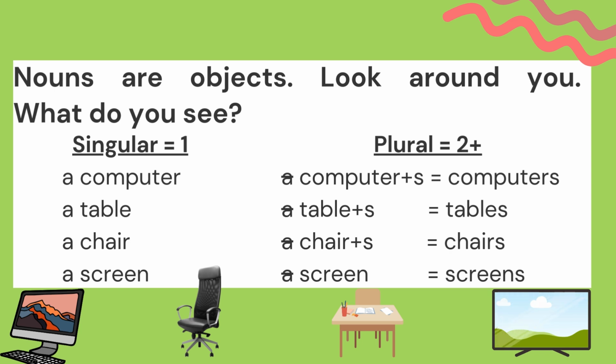I guess you see a computer, maybe a table, maybe a chair, and definitely a computer screen. But if you have two, then you add S. So you have a computer, you have two computers. You have a table, two tables, three tables. A chair, many chairs. A screen, many screens. So to make it more than one, we add S and we don't put a in front.